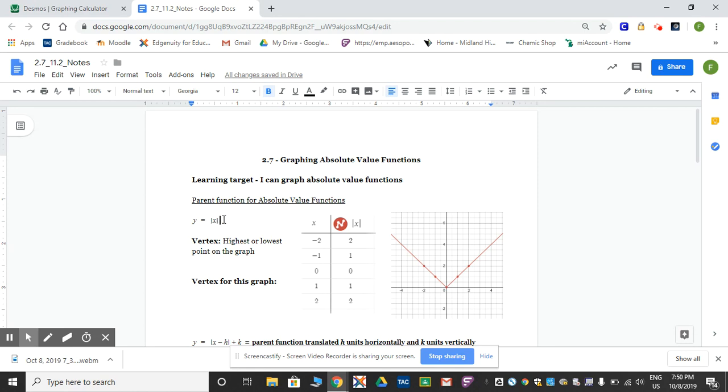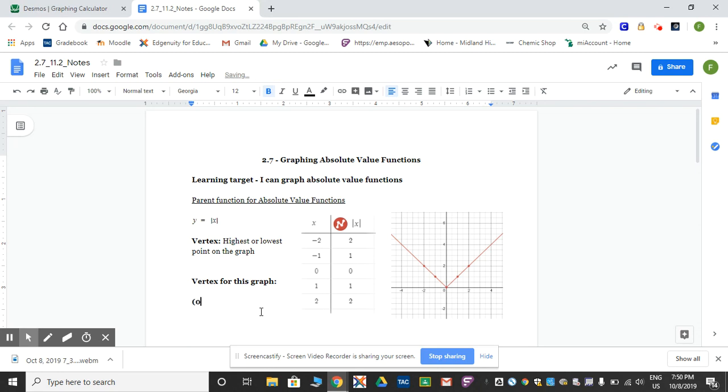So if we wanted to graph our parent function, I already gave you a picture in your notes. Over here, we have 0, comma 0. That's going to be our vertex. The vertex is your highest or lowest point on the graph. So the vertex here is at 0, comma 0.